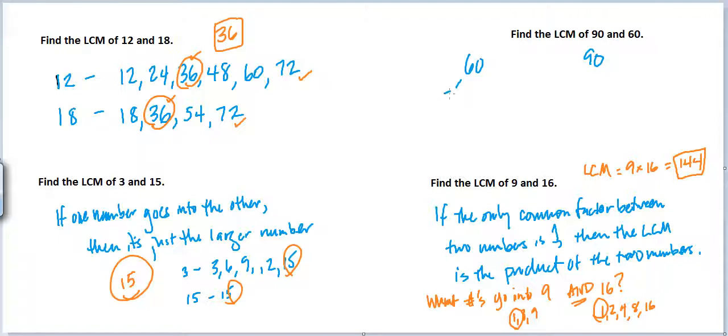Alright, so we start with 2. 2 goes into 60 30 times. 2 goes into 30 15 times. Now 2 doesn't go into 15. Now we move up to 3.